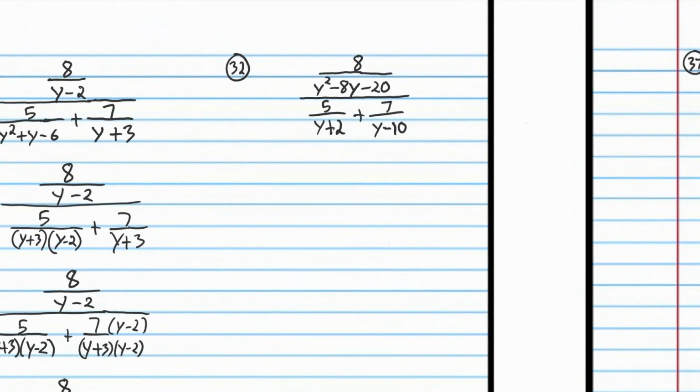All right, so on to number 32. So we're going to factor anything in the denominator that we can, and obviously we have a quadratic here, so we should be able to factor that. What two numbers multiply to negative 20 and add up to negative 8? That will be negative 10 and positive 2.